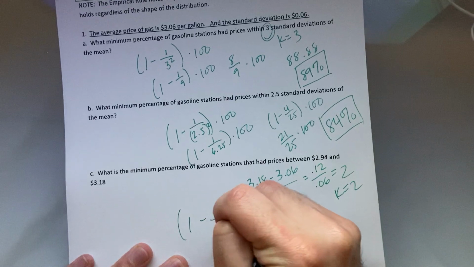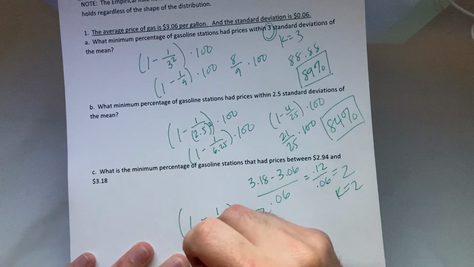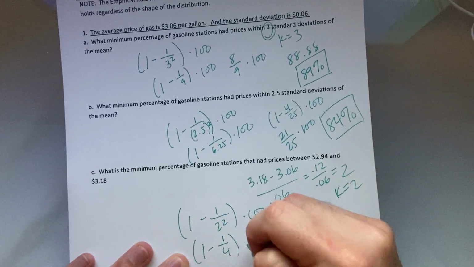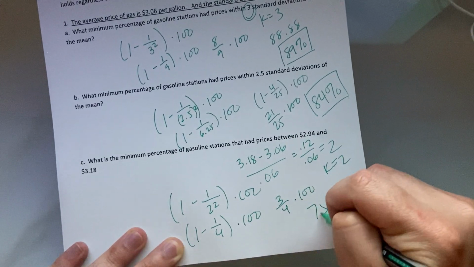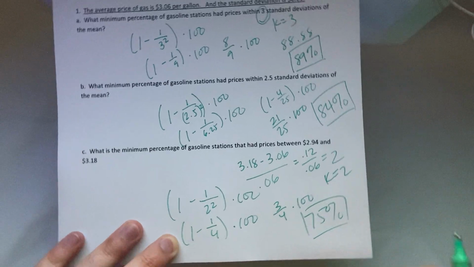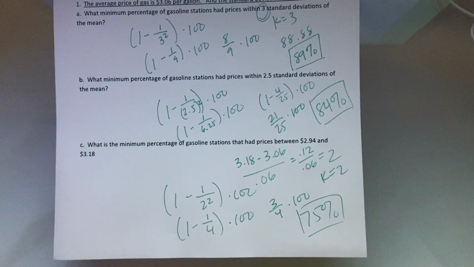1 minus 1 over 2 squared times 100. So 1 minus 1/4 is 3/4. 3/4 of 100, 75%. And that is Chebyshev's inequality, and that's the end of 3.2.